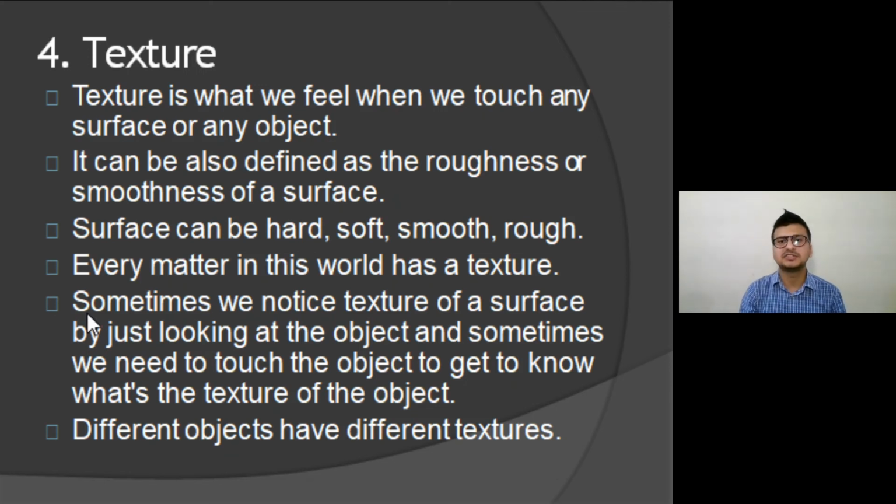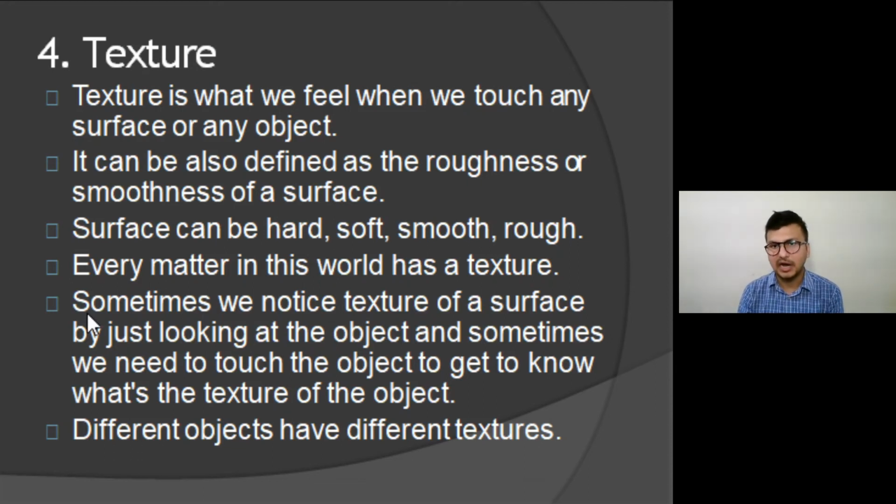Coming to the fourth element of design, that is texture. Texture is what we feel, as I have already discussed. When we see something, touch it, and feel it, we know what exactly the real thing is. So texture is what we feel when we touch any surface or object. It can also be defined as the roughness or smoothness of the subject. When we touch something, we can feel either it's smooth or rough.